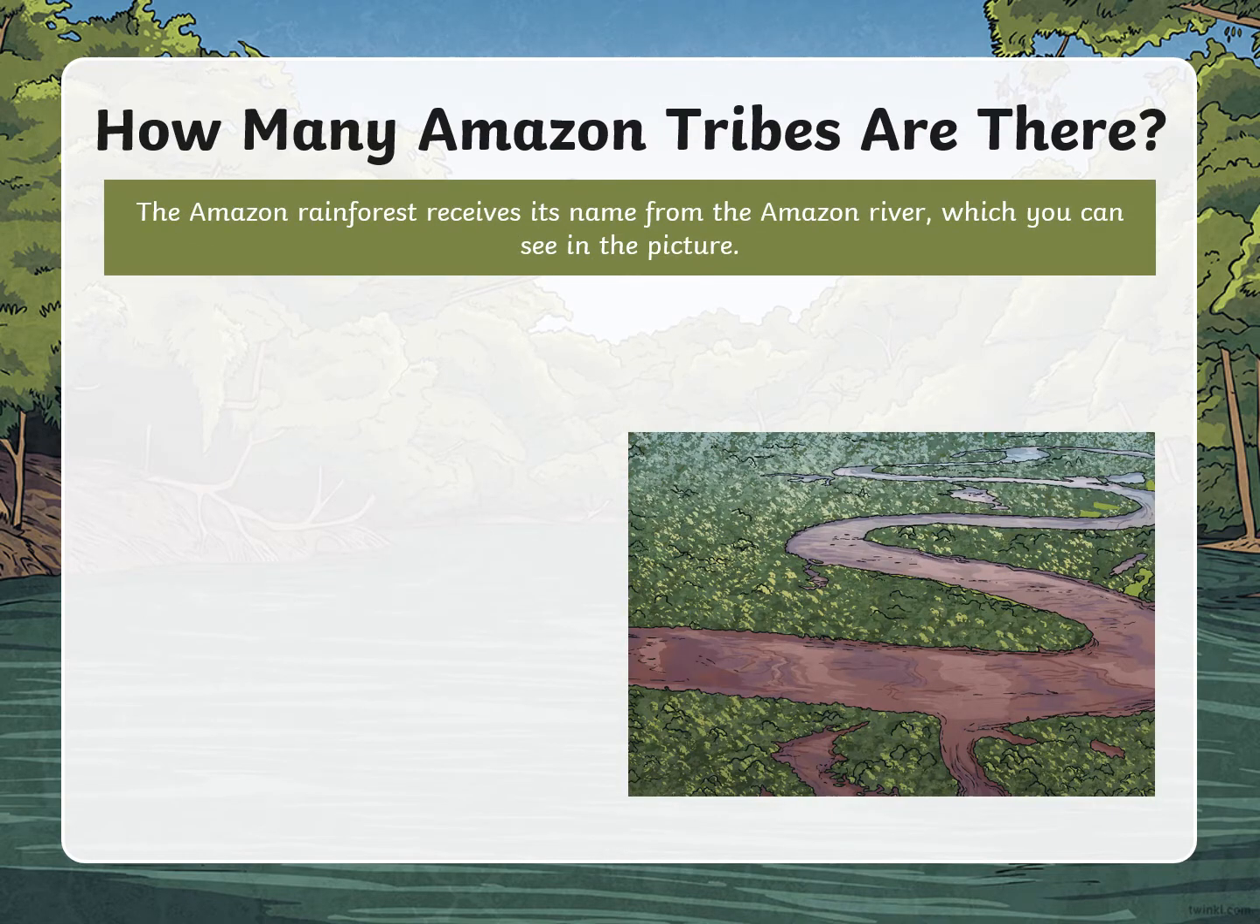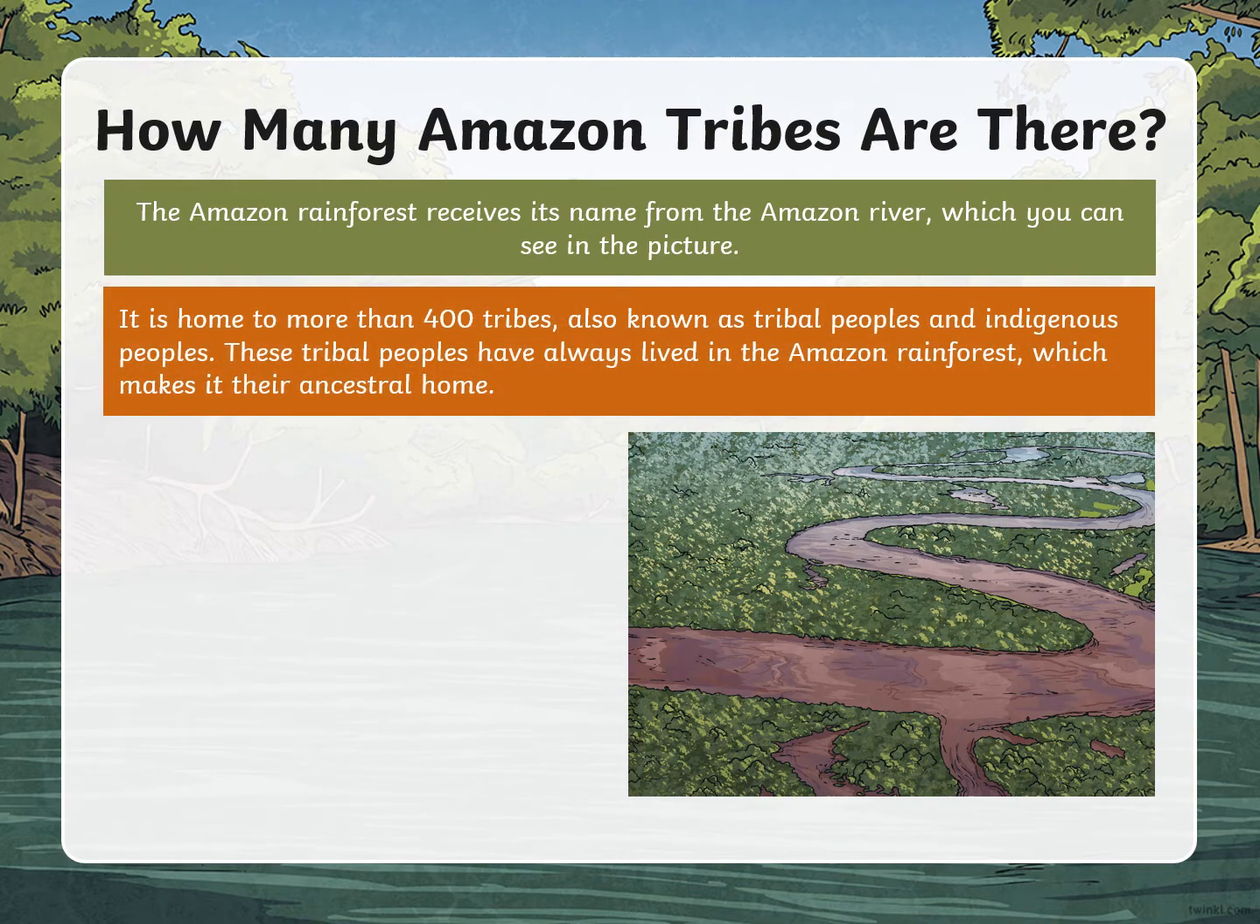So how many Amazon tribes are there? The Amazon rainforest receives its name from the Amazon River, which you can see in the picture. It is home to more than 400 tribes, also known as tribal peoples and indigenous peoples.